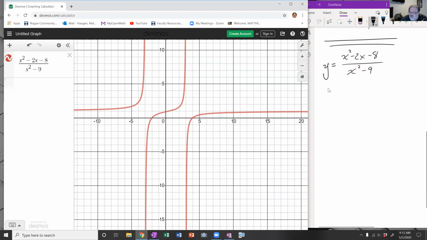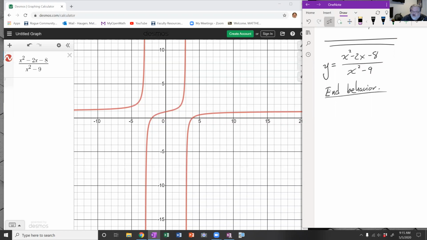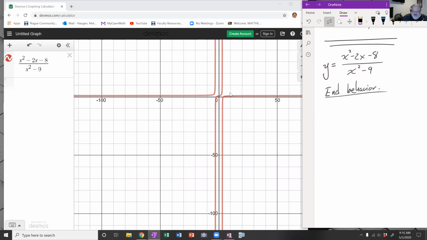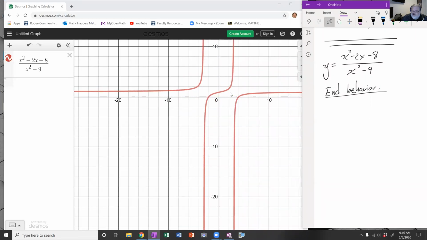If we look at our end behavior again, or long run behavior, as your book likes to call it, we're still getting that flattening effect. As the x values become large, and again, we could zoom way out, this thing flattens way out. For a large x value, imagine we put in an x value of, say, 100. That numerator is going to be 100 squared, which is 10,000. 10,000 minus 200 minus 8. That numerator is going to be about 10,000, less by a couple hundred.